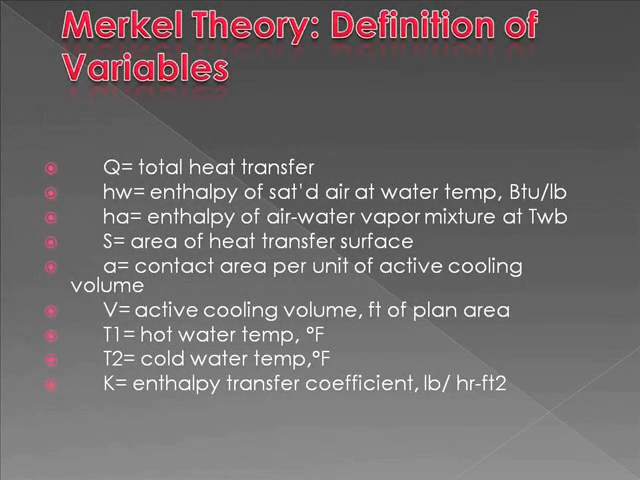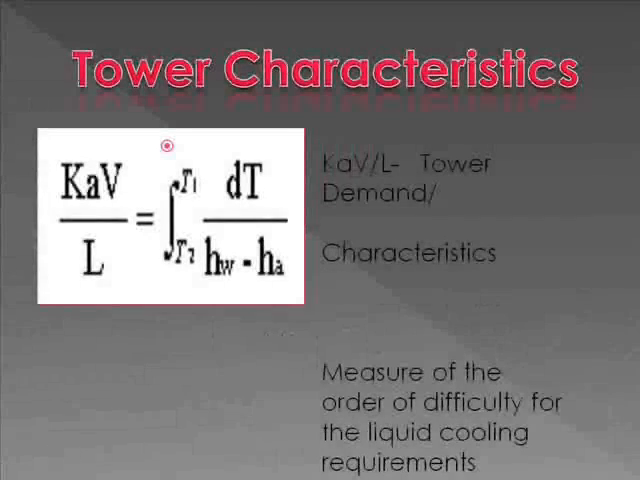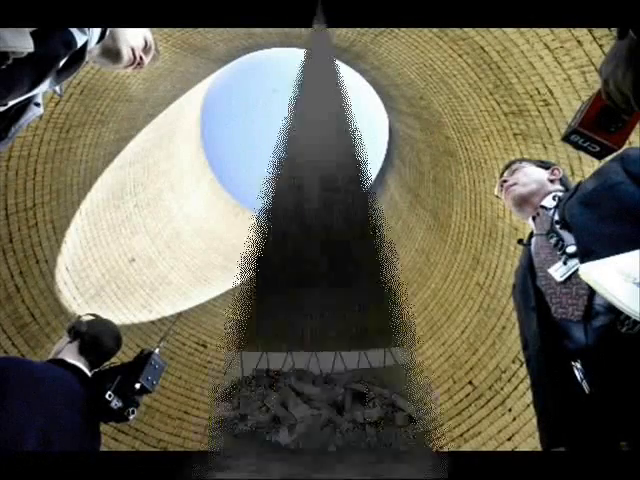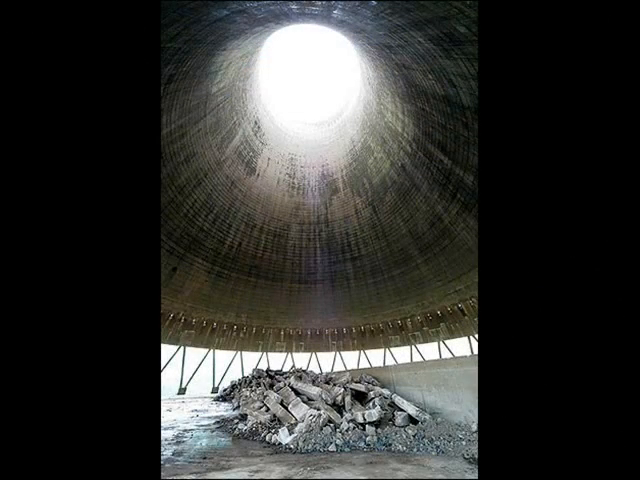These variables are also used in determining the KaV over L, or the tower demand or characteristics, expressed by the integral of the difference of hot and cold water temperature over the enthalpy difference of saturated air and the air-water vapor mixture. Tower characteristics is the measure of the order of difficulty for the liquid cooling requirements. The integration method of this and other parameters considered in the design will be discussed by Alan Jan Babasa.